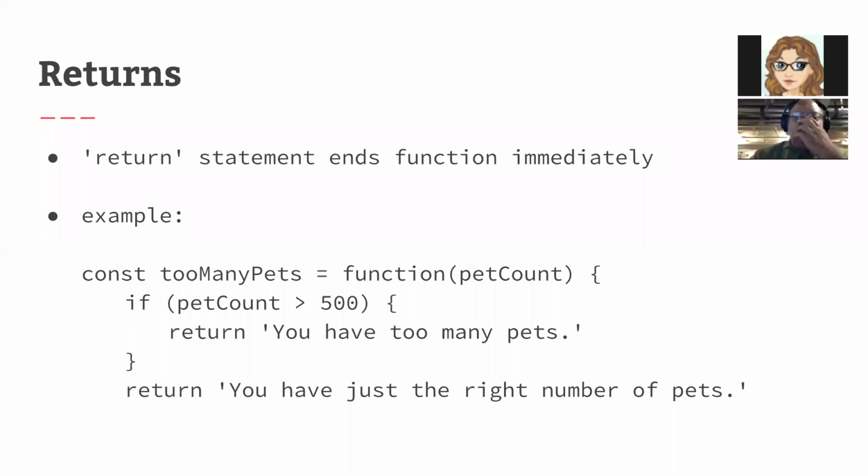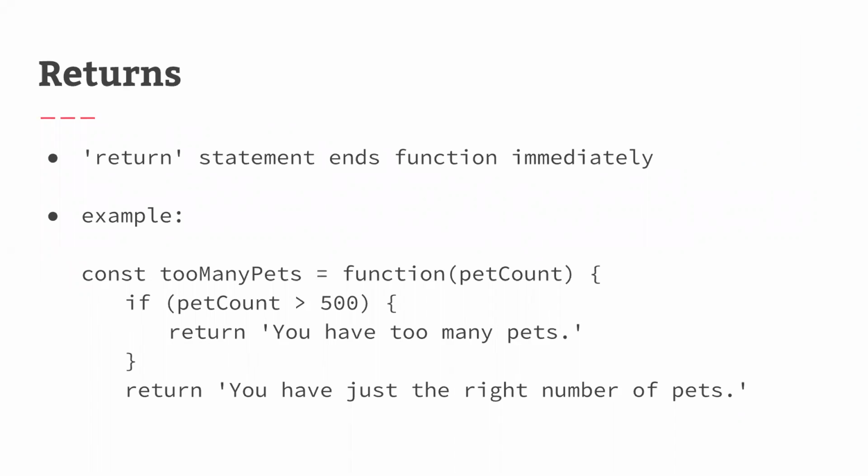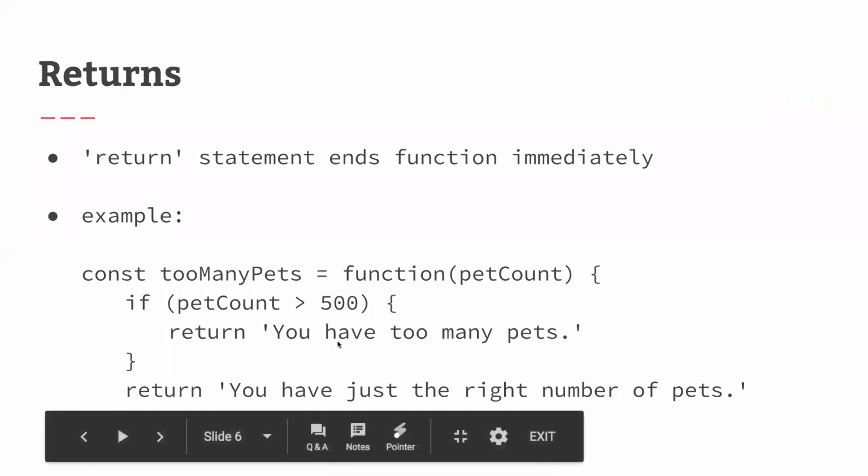So in this case, we have this tooManyPets function here, and if I give tooManyPets a pet count of 600, what will it return? You have too many pets. It will return you have too many pets. Why won't it return you have too many pets and then return you have just the right number of pets? I didn't put an else here.